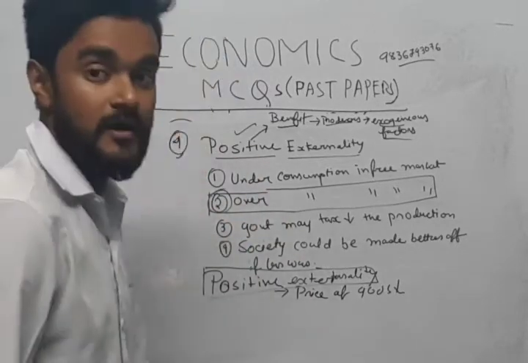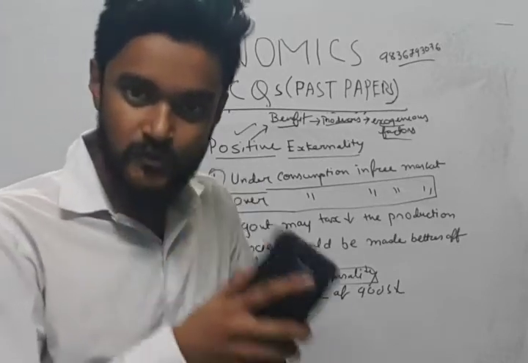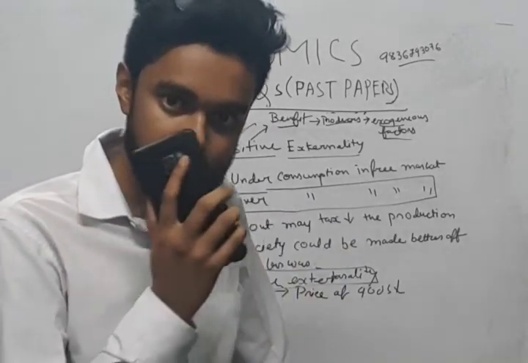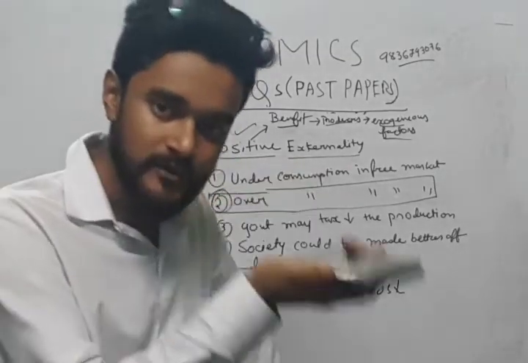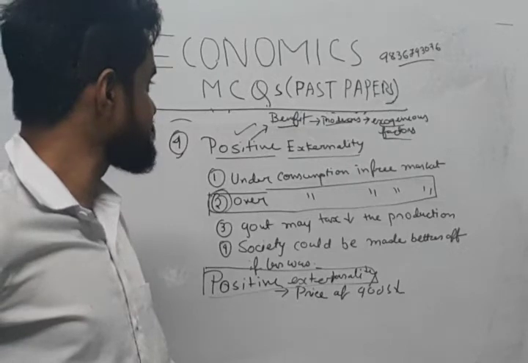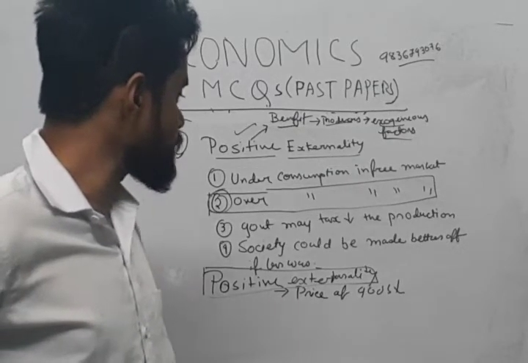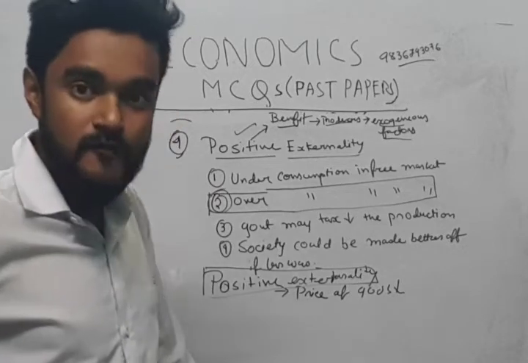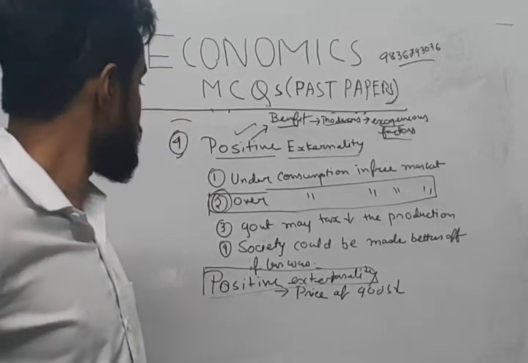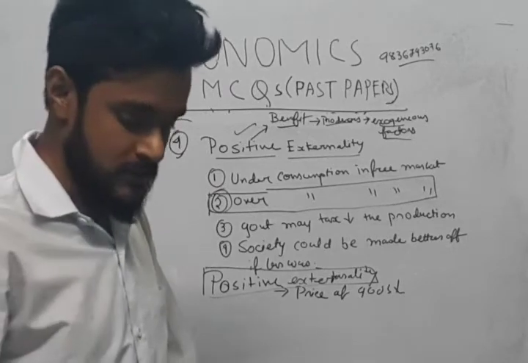So what did we do here? In positive externality, the price of the good is likely to fall as producers are better off. Now they are likely to reduce the price. So as a result, the price of the goods falls, and there is the case of overconsumption. So for question number 4, we know the right option would be option 2.